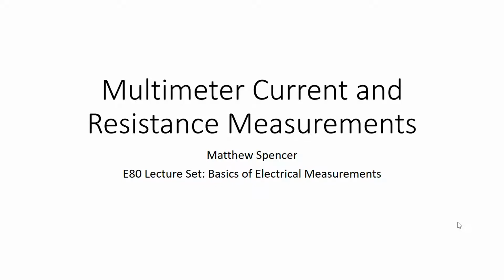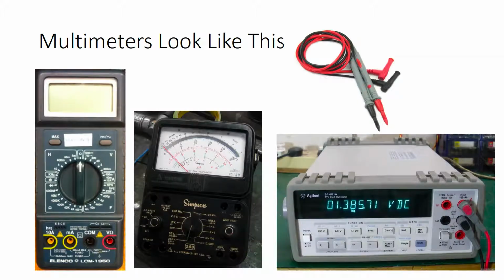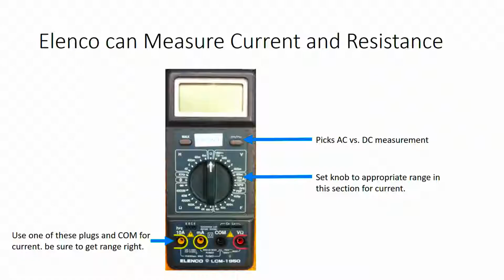In this video, we're going to be talking about using the multimeter to measure current and resistance. We already talked about what multimeters look like and what probes you use with them in the voltage measurements video. This slide is just a reminder that these are the kind of multimeters that you're likely to find in the labs at MUD.